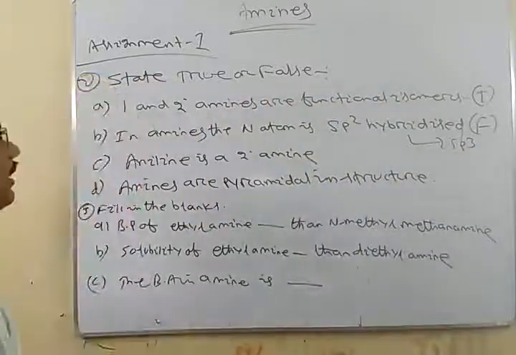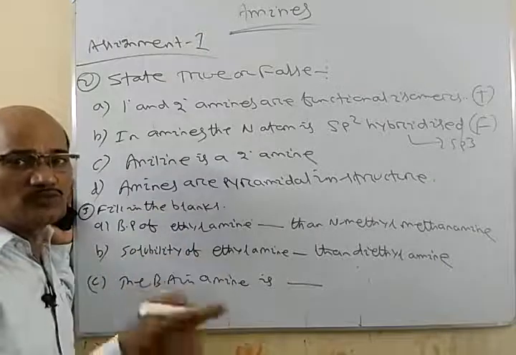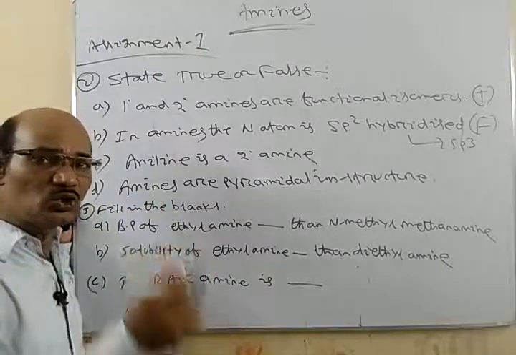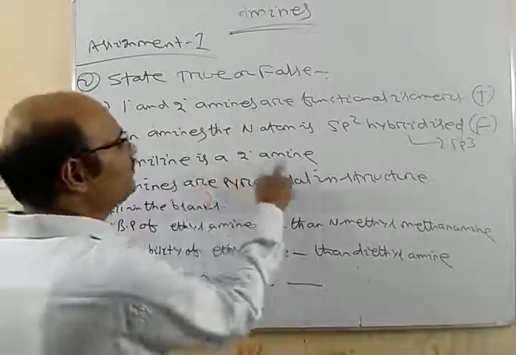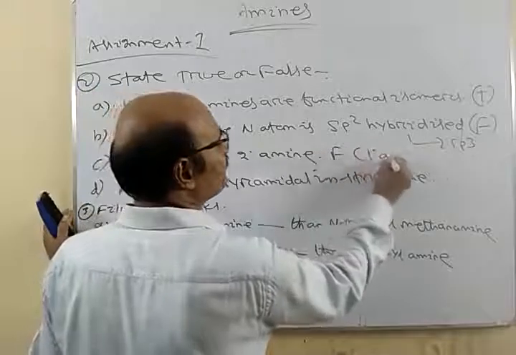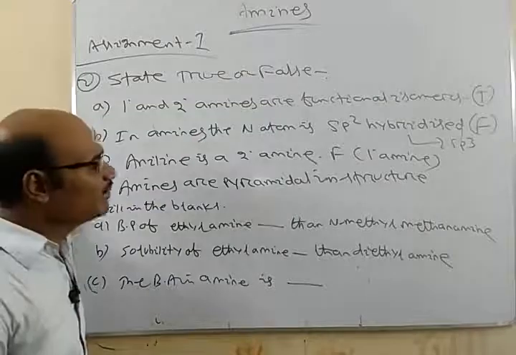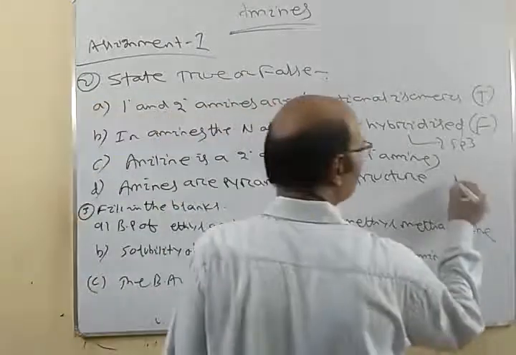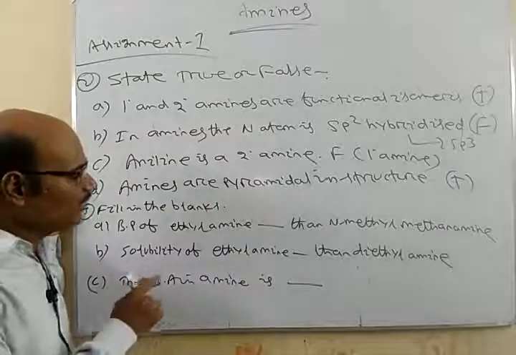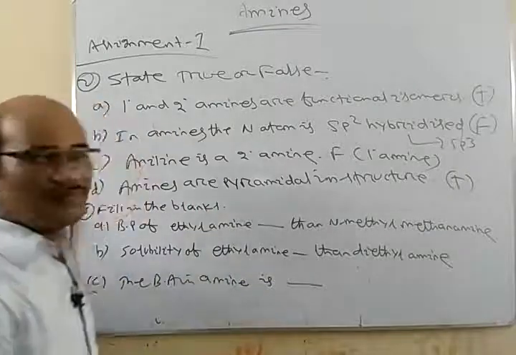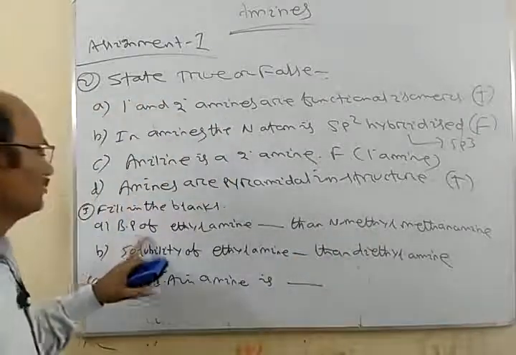Okay. Now aniline is a secondary amine. Aniline is C6H5NH2. That means the N contains 2 H atoms. That is the primary one. Okay. So aniline is a secondary amine. False. It's a primary amine. Amines are pyramidal in structure. True. Boiling point of ethyl amine is less than N-methyl ethylamine. So this is your secondary amine. This is your primary amine.